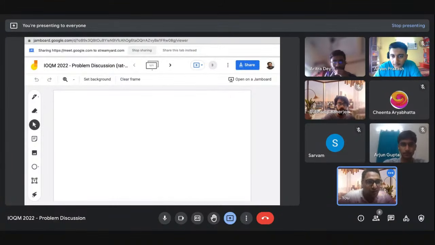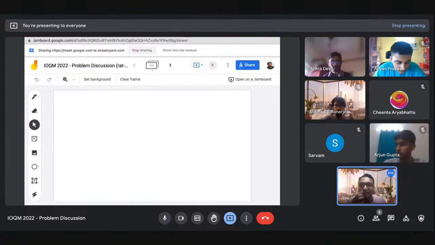I have Arjun here with me, and Aryan is here, Shubhodip is here, Auditro, Sarvam, and I think Jatin has also joined. So a ton of people have joined to discuss some exciting problems. Let me just start with Auditro. Auditro, you have writing access to the Jamboard, right? Yeah. Okay. So which problem would you like to start working on?